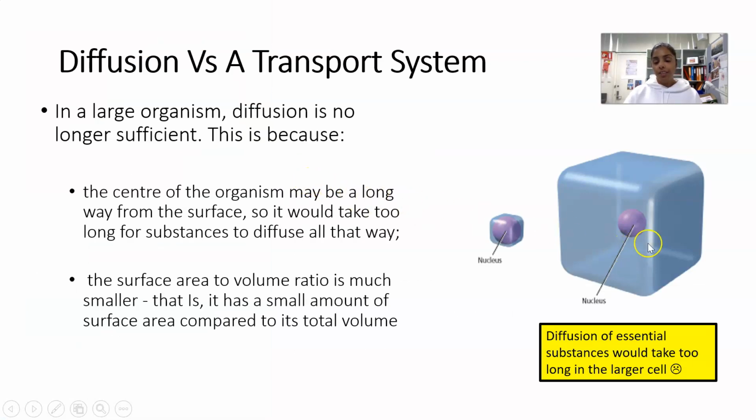If we imagine that us as humans are this large cube, we can clearly see that to get to the center of the cell is going to take a long time if we just relied on diffusion. And that is because our surface area compared to our volume is much smaller.